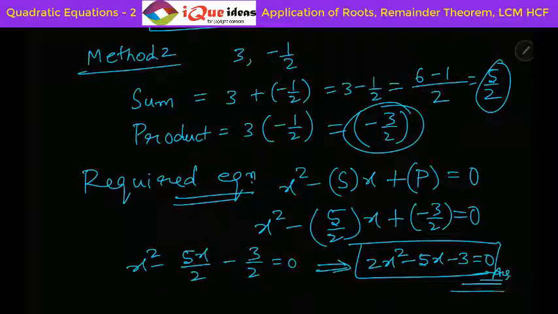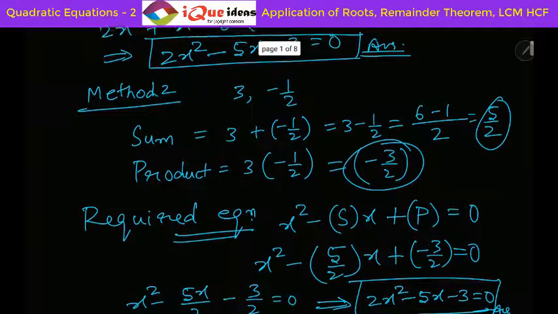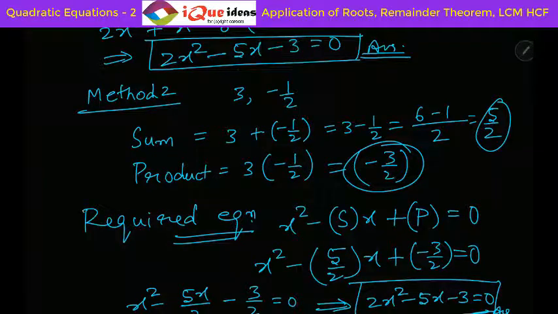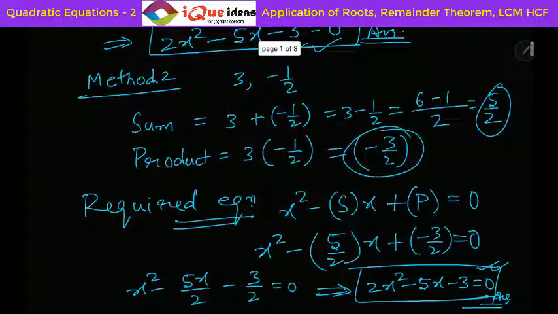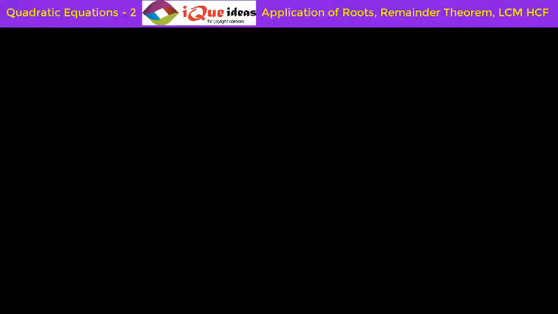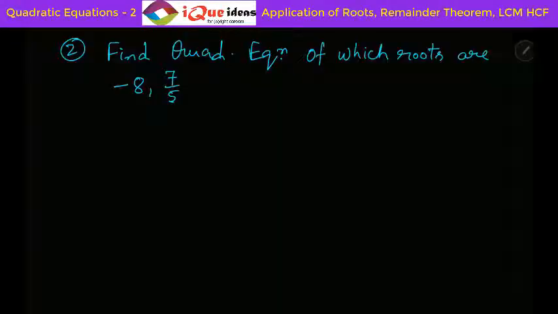As you can see, it is the same as it was earlier. Right? So the answer here was 2x square minus 5x minus 3. Here also it is 2x square minus 5x minus 3 equal to 0. Alright. Now let's go to the next question of the same type. Alright, now this question says find quadratic equation of which the roots are minus 8 and 7 by 5, right?